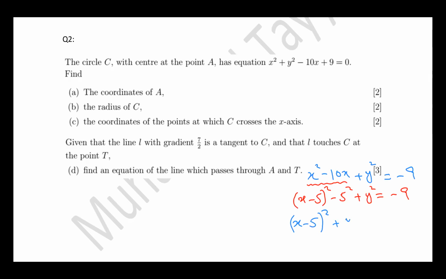plus y squared is equal to 5 squared, which is 25, minus 9, which is 16. So here we got 16. So the coordinates of the center are (5, 0). And the radius here is the square root of 16, which is 4. So the coordinates of point A are (5, 0), and the radius is 4.